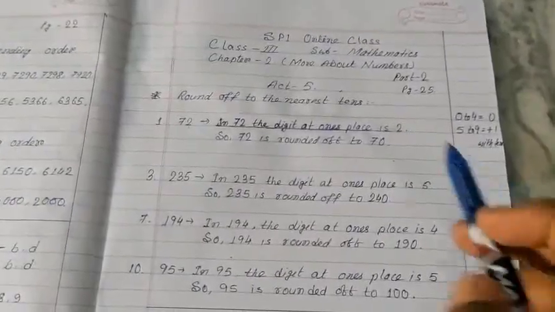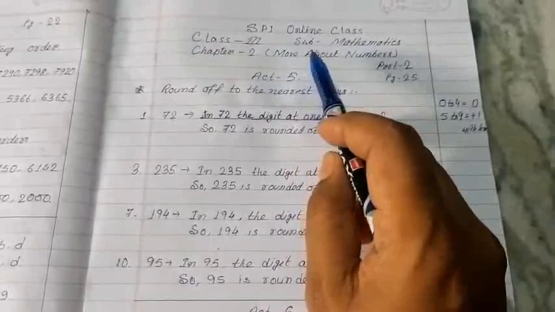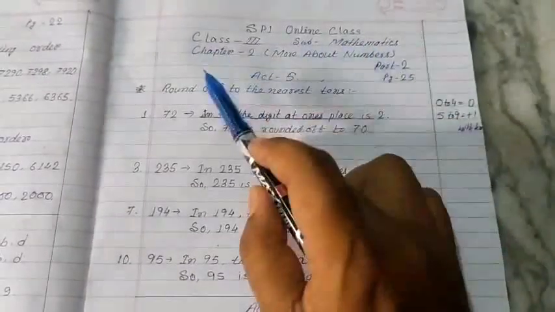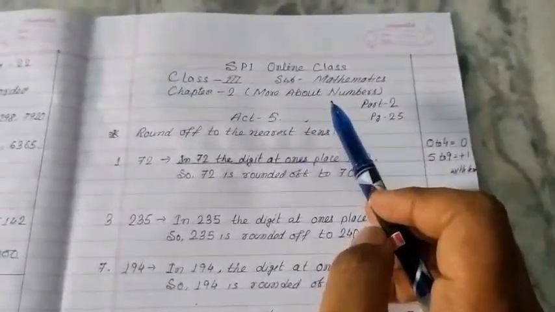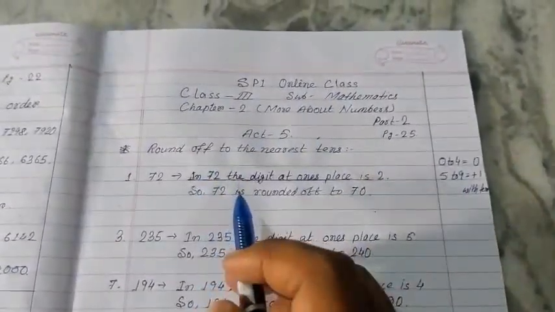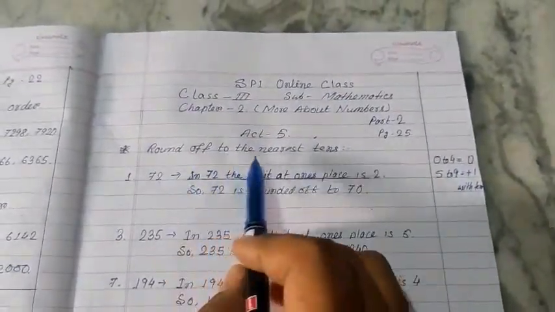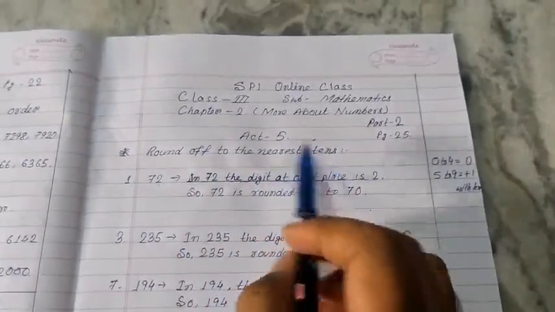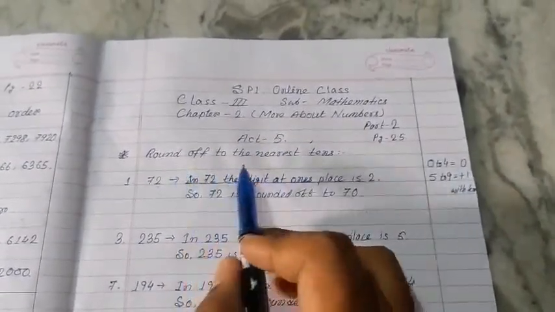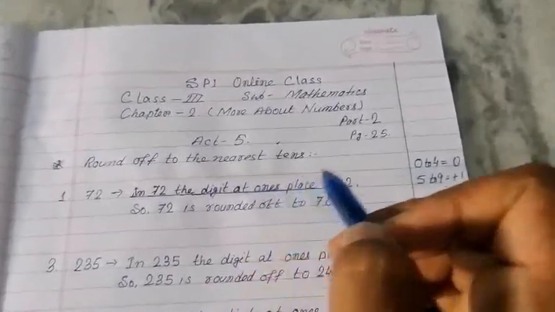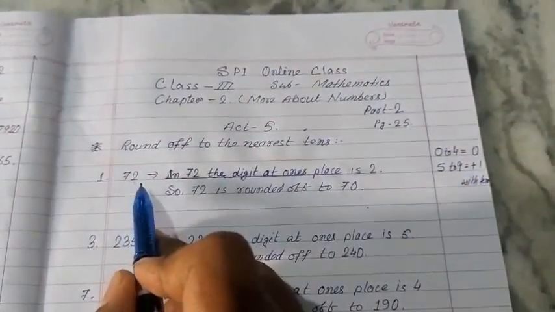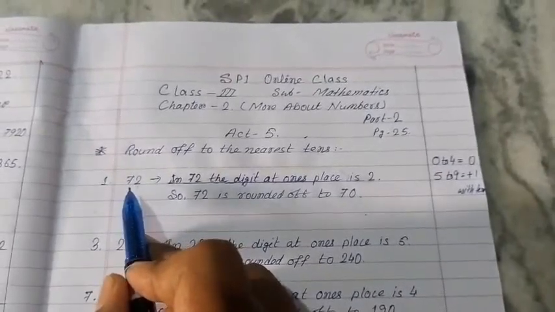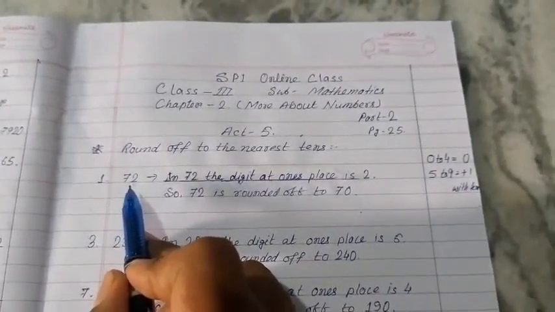Today I am going to start class 3 subject mathematics, chapter 2, more about numbers. In this chapter you will learn rounding up to the nearest tens. In activity 5 you will learn rounding up to the nearest tens. How will you do round up? See the number 72. You have to convert this number to the nearest tens.